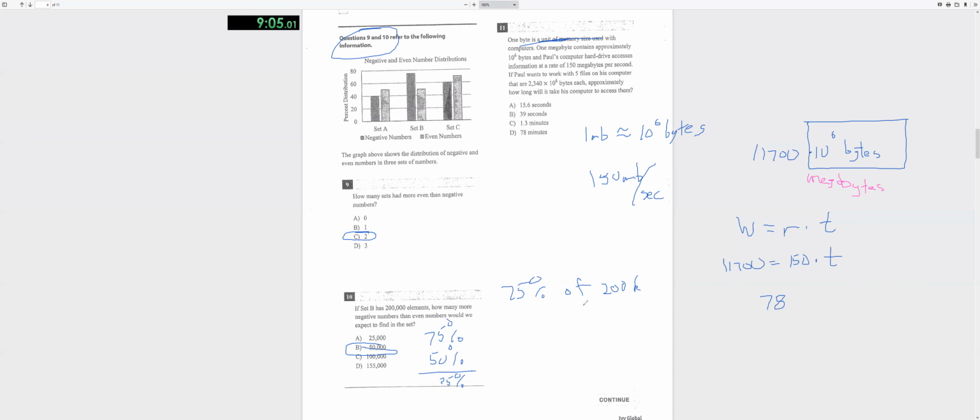So the answer is D, right? Right? Wrong. What do you notice about D? 78 minutes. Holy crap, that's way longer than we had because this was in seconds. So it's 78 seconds, which is 1.3 minutes. Watch your units. Very easy to make that mistake.